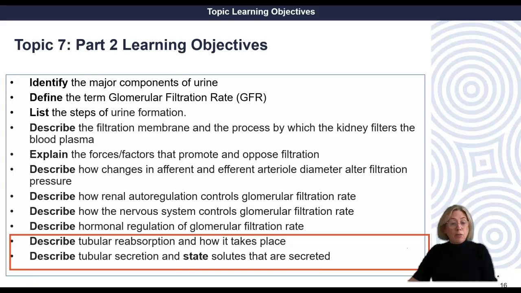Welcome back, everyone. We're now going to talk about the two other steps of urine formation, and they are tubular reabsorption, so be able to describe how tubular reabsorption occurs and how it takes place. And the third step then, describe tubular secretion and state the solutes that are secreted.